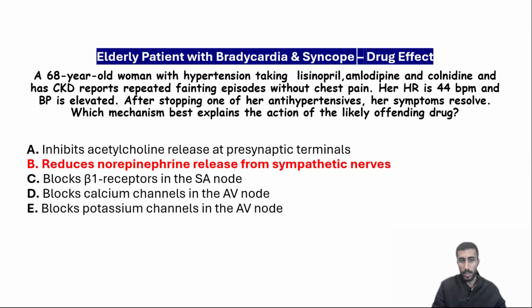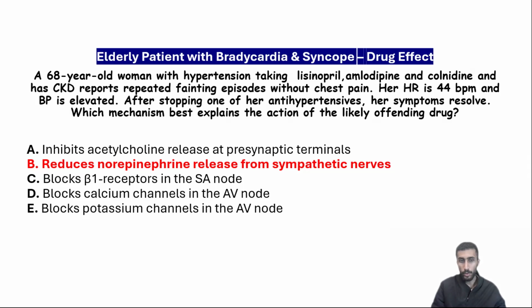Answer C is the blockage of beta 1 receptor in the SA node. This is the mechanism of action of beta blockers. This patient doesn't take a beta blocker. She takes lisinopril, which is an ACE inhibitor, amlodipine, which is a dihydropyridine calcium channel blocker, and clonidine. Beta blockers can also cause syncope, but the patient is not taking a beta blocker. This mechanism of action is the blockage of beta 1 receptor in the SA node. Beta blockers, especially non-selective beta blockers, have another mechanism, which is the decrease of sympathetic stimulation over your body, the same mechanism of action as clonidine.